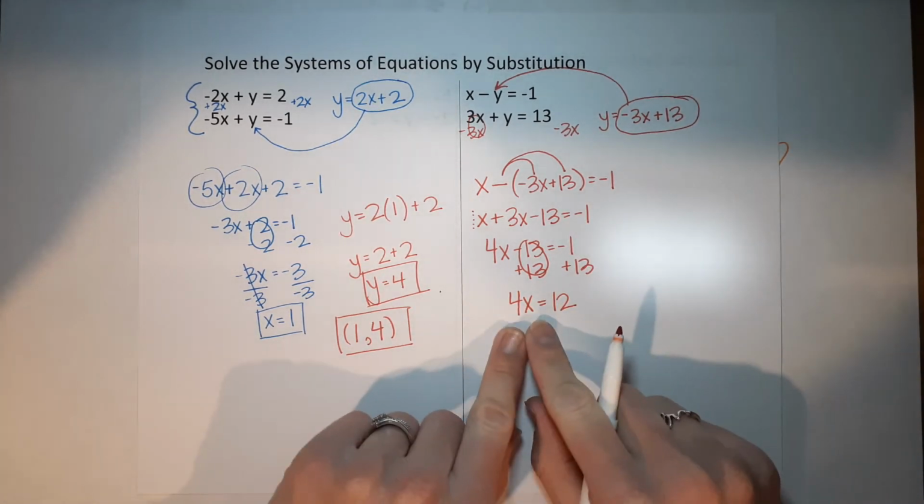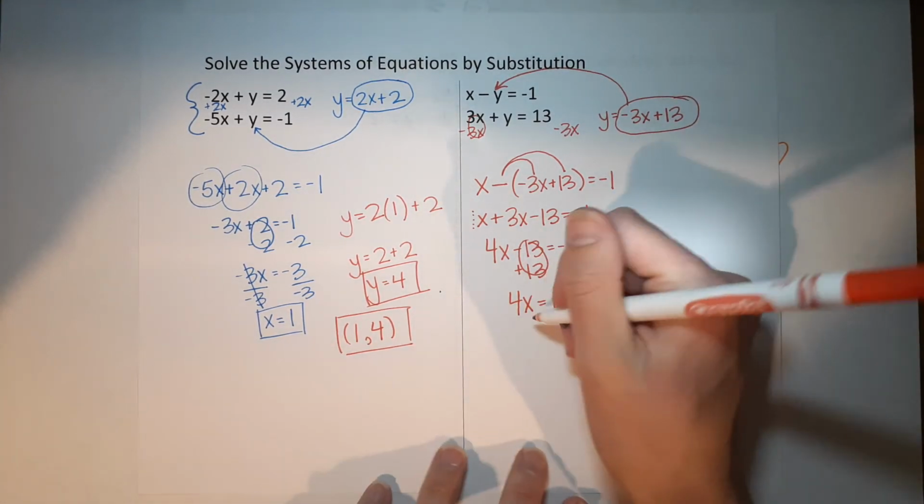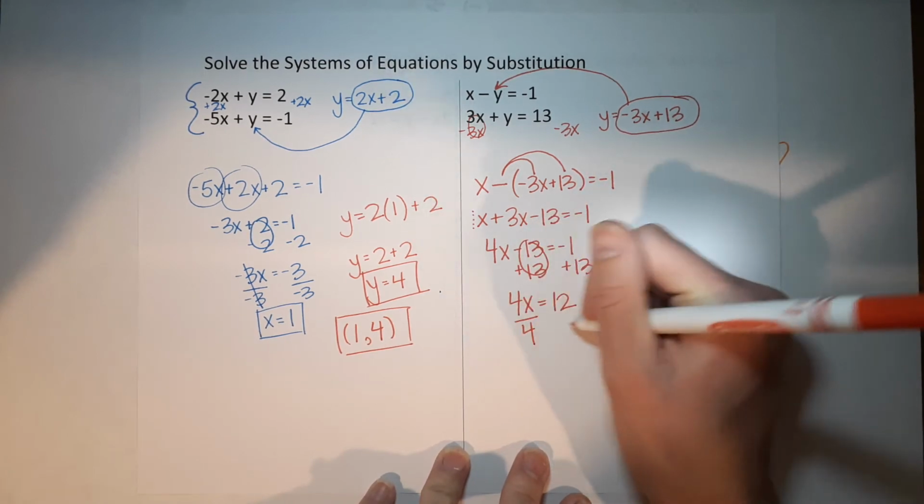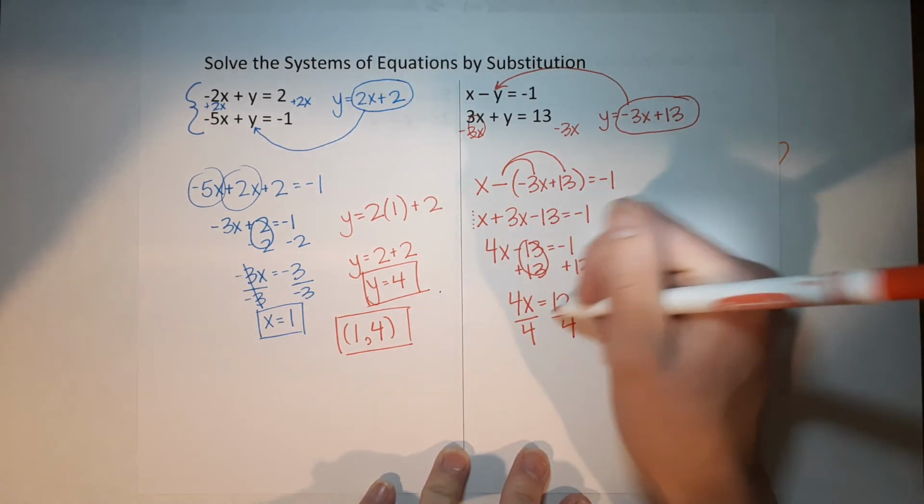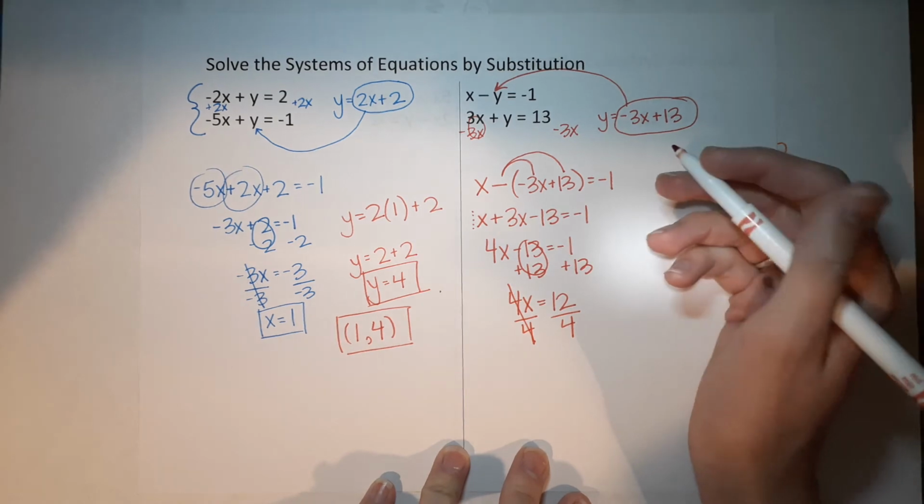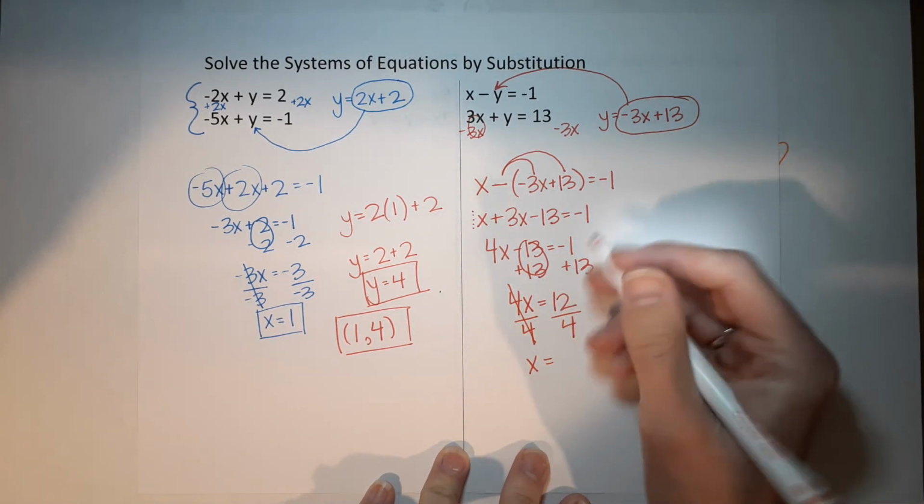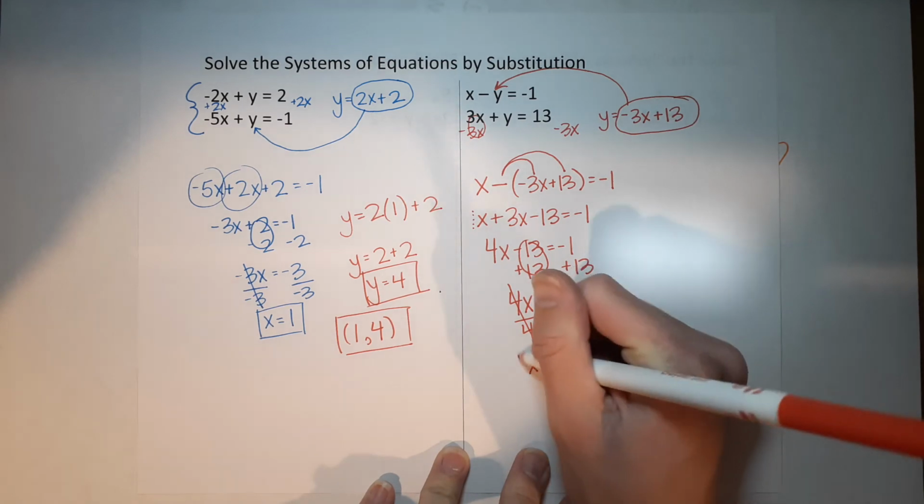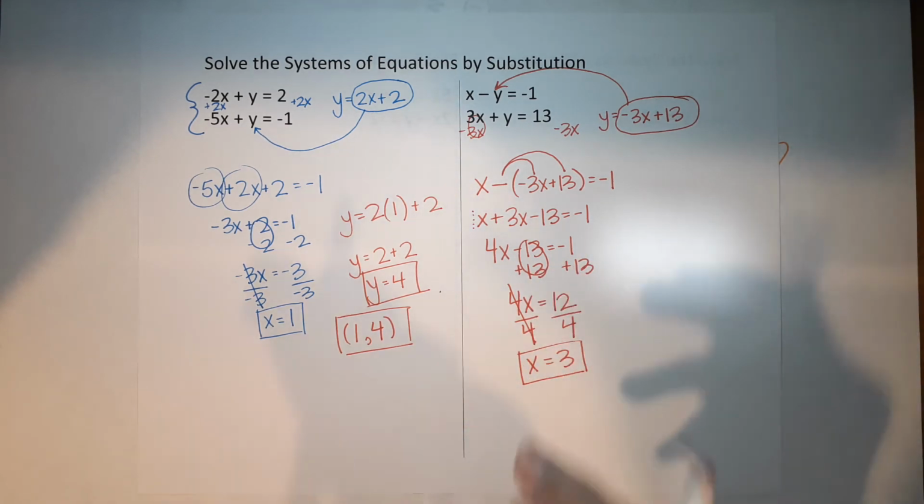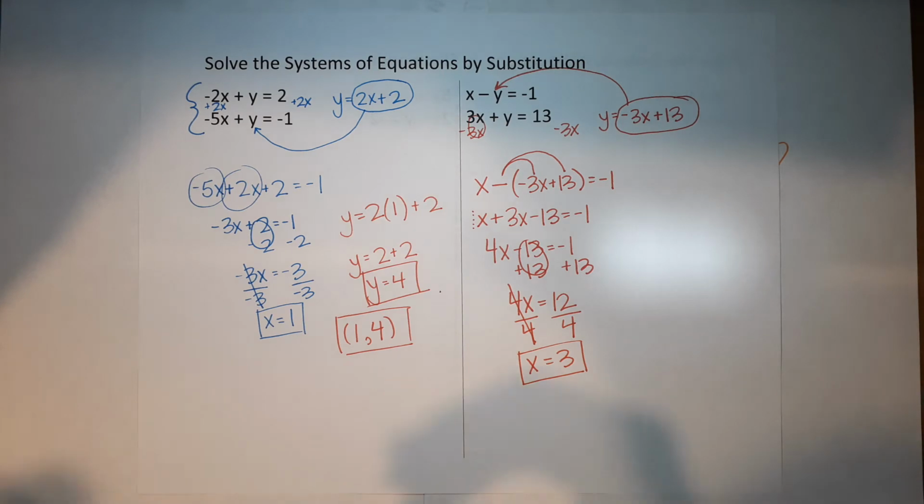Okay, almost done. These are being multiplied, so I'm going to divide by 4. If I do it over here, I've got to do it over here. Why? Because 4 divided by 4 gives me 1, so I'm left with 1x, or just x, equals 12 divided by 4 gives me 3. All right, there's my x.